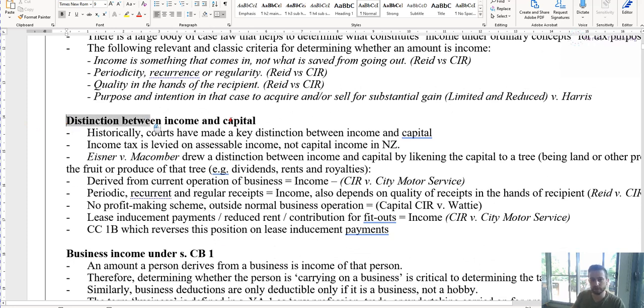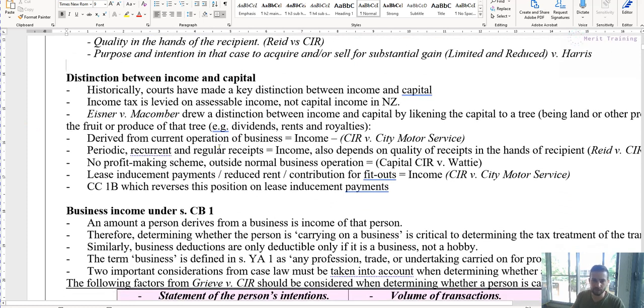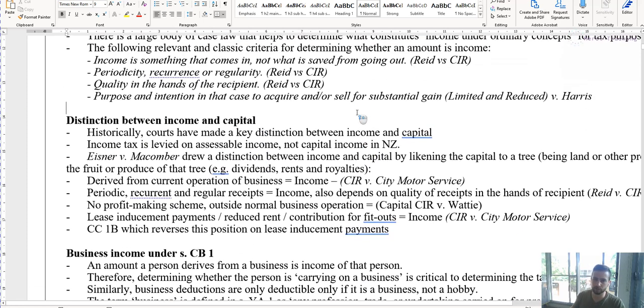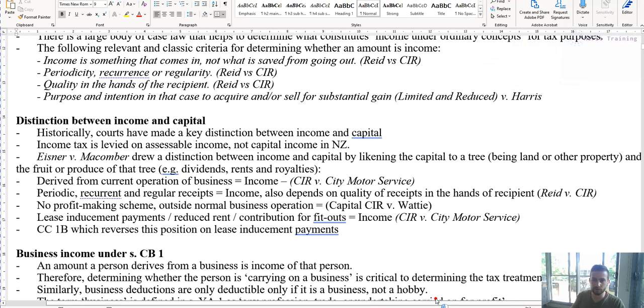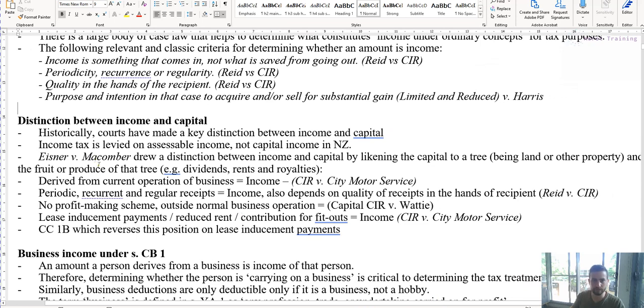So what about the distinction between income and capital? So again, this is developed in the courts, and these are kind of universal laws. They're not laws which are specific to New Zealand necessarily, because all countries have kind of gone through this process as well, including Australia. So Eisner versus Macomber is a very old one, and it's used in multiple different countries as the fundamental principle between determining whether something's income or capital. So in this court case, the judge likened capital to a tree, and the fruit or produce of that tree is the dividends, rents, and royalties.